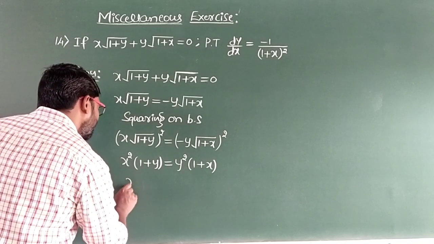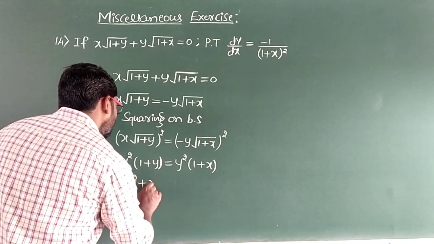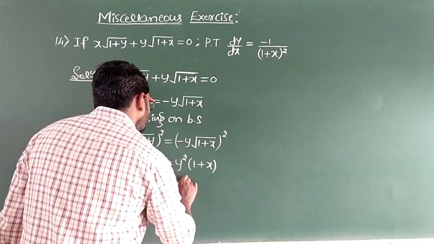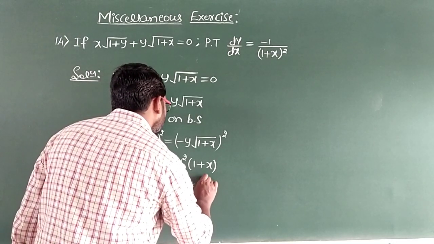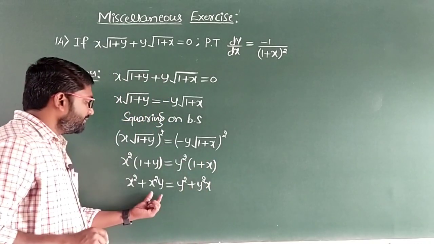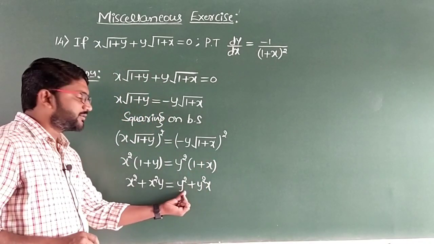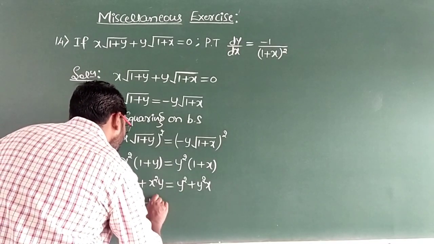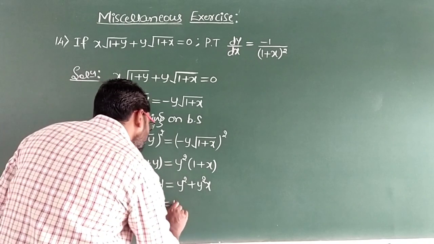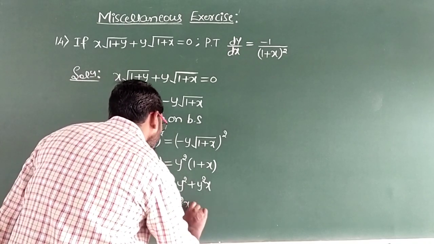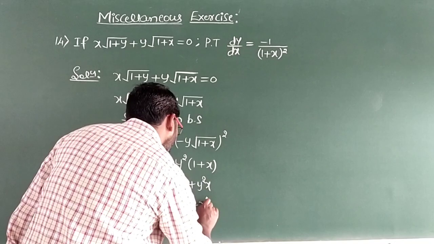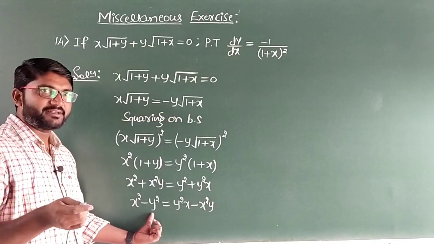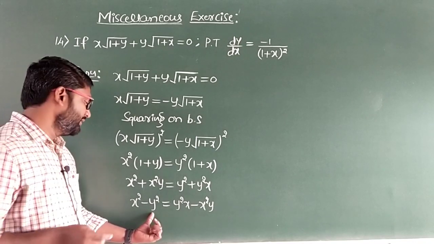What do we get now? x square into 1 is x square, plus x square y, which is equal to y square plus y square into x. So now I'll take this term to the right hand side and y square to the left hand side. What do we get now? x square minus y square equals y square x minus x square y. So now this is in the form of a square minus b square. It can be written as a plus b into a minus b.